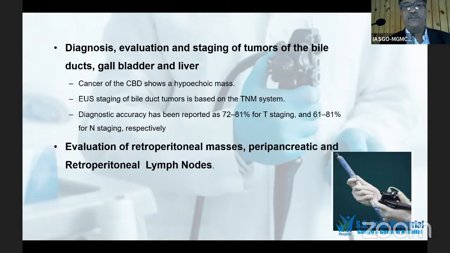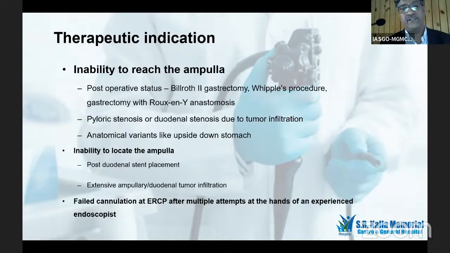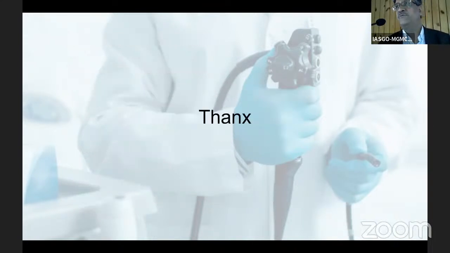We can do EUS staging, TNM staging for malignancy. We can assess vascular involvement and retroperitoneal masses, and peripancreatic lymph nodes can be sampled by FNAC. These are the procedures. We shared the video where there is a failed cannulation or a duodenal infiltration. We can do therapeutic procedures through EUS. Thank you so much for your kind attention.